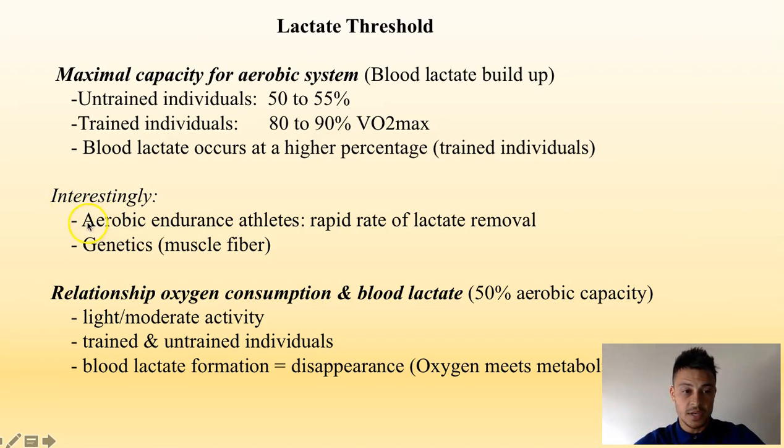Interestingly, we see here the aerobic endurance athletes have a rapid rate of lactate removal, as we learned, through the conversion of lactate back to glucose. Also, genetics might play an important role, because those aerobic endurance athletes may have a great quantity of muscle fiber type 1, and those fibers are highly oxidative.